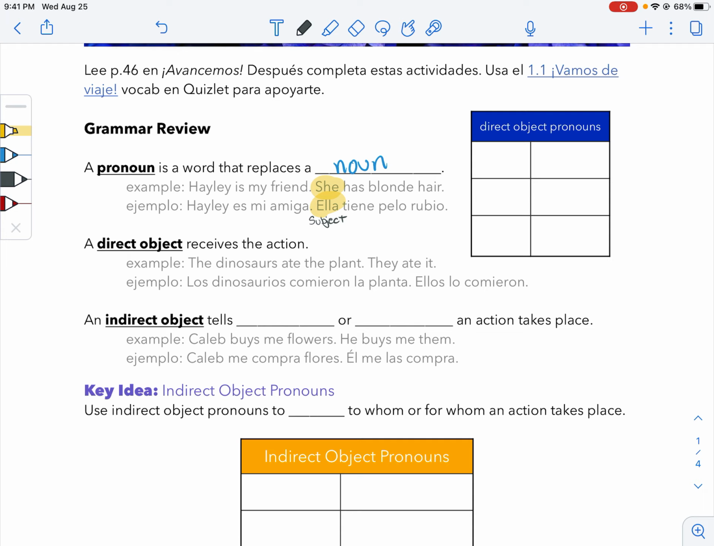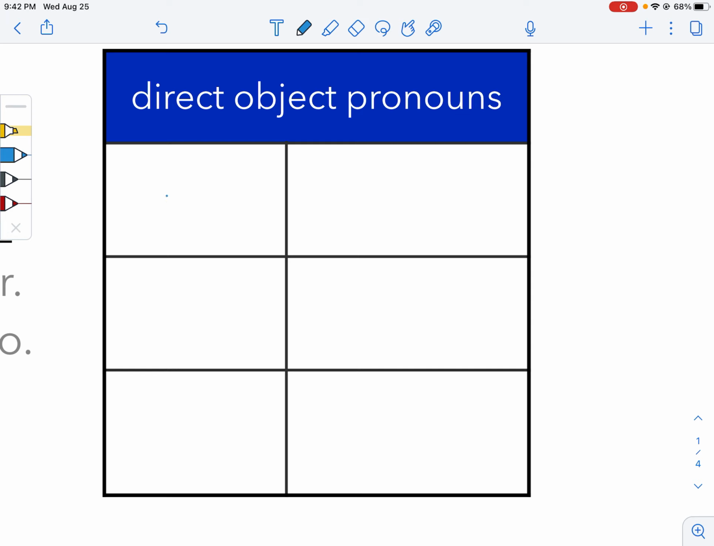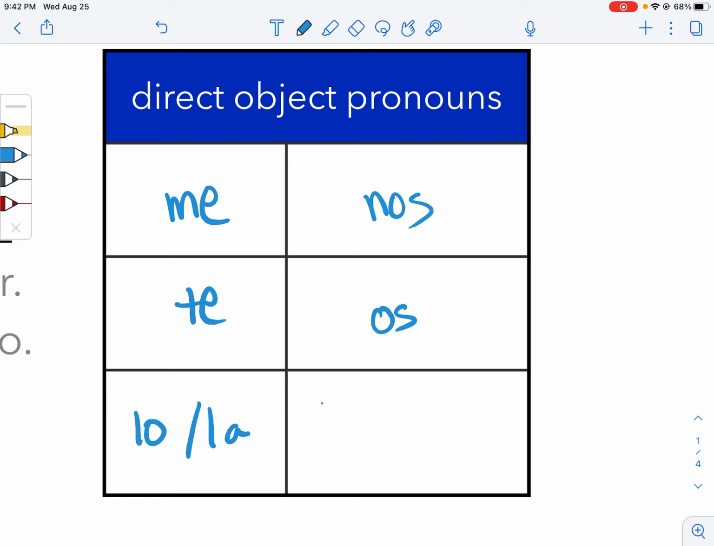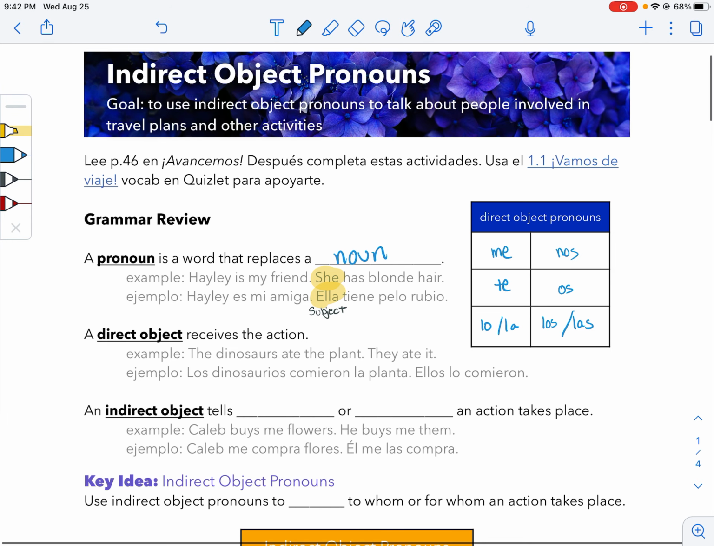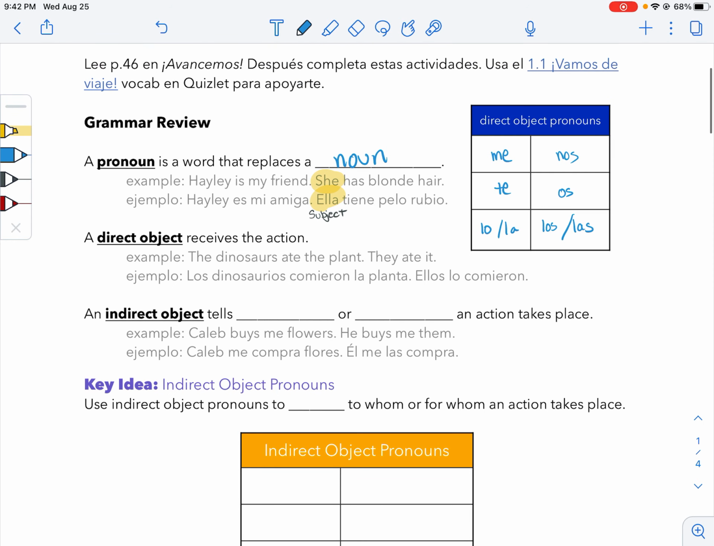We also yesterday talked about direct object pronouns. Our direct object pronouns were me, te, le. Nope, that's today. Sorry, spoiler alert. Me, te, lo, or la. Nos, os, los, or las. Direct object pronouns replace direct objects.